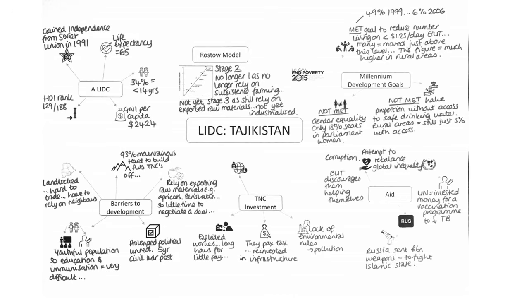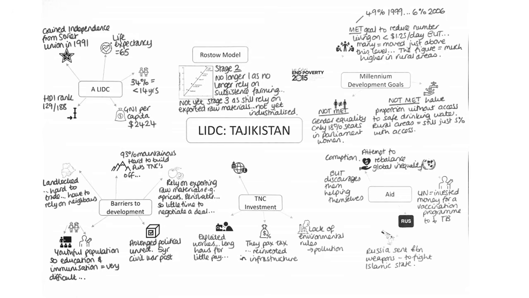How do we know it's an LIDC? So it has a youthful population, 34% are younger than 14. The GNI per capita is $2,424, which is low. HDI ranking, 129 out of 188 countries, which is low. What has held Tajikistan back from developing? What have been its barriers to development?